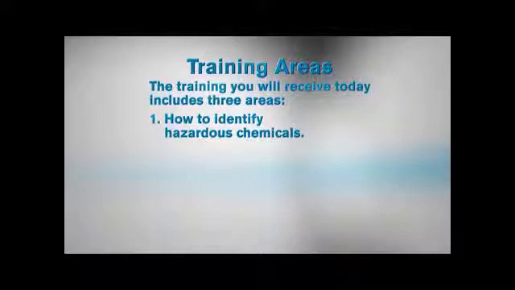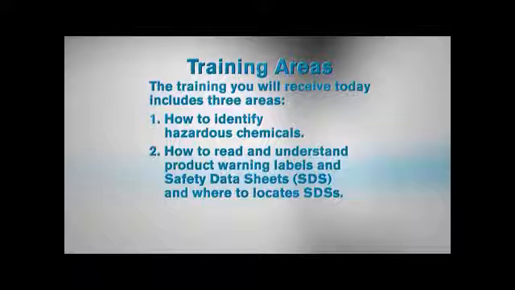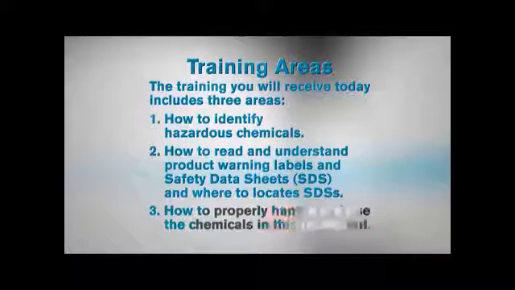The training you will receive today includes 3 areas: how to identify hazardous chemicals; how to read and understand product warning labels and safety data sheets, which we call SDSs, and where to locate SDSs; and how to properly handle and use the chemicals in this restaurant. Let's look at the first area, which is how to identify hazardous chemicals.